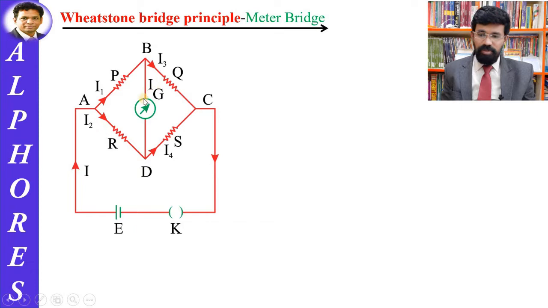So in that case, what was our conclusion earlier in the previous session? P by Q is equal to R by S. That ratio is possible. So this is what the Wheatstone bridge is. Practically, if you want to realize the Wheatstone bridge, you can deal with the meter bridge. The meter bridge facilitates the possibility of realizing the Wheatstone bridge practically.